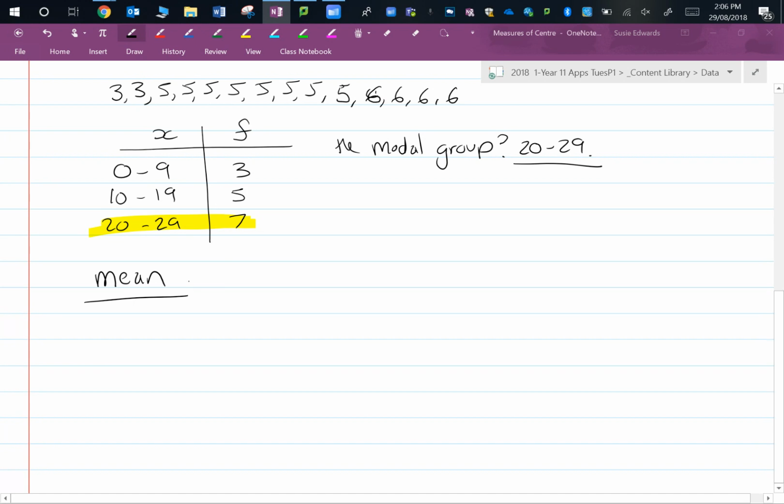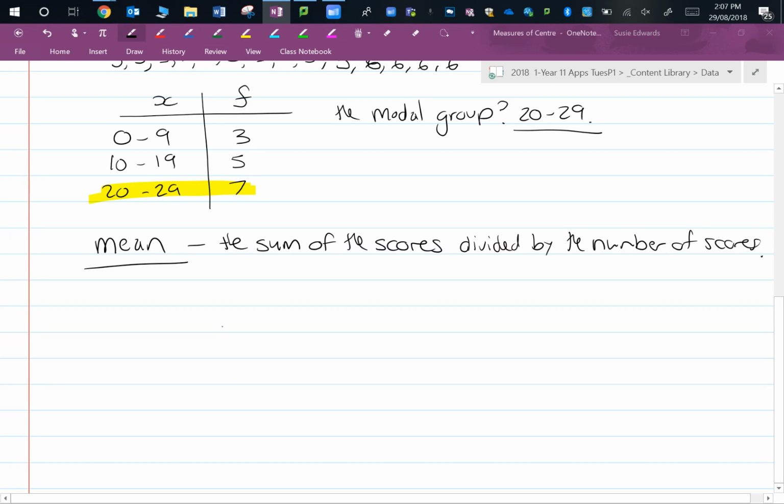All right, so the mean is the sum of the scores. What does the word sum mean? Adding all of them together. The sum of the scores divided by the number of scores. And we write this in a really interesting way. The symbol for mean is an X with a big line across the top, and you need to know these symbols, okay?